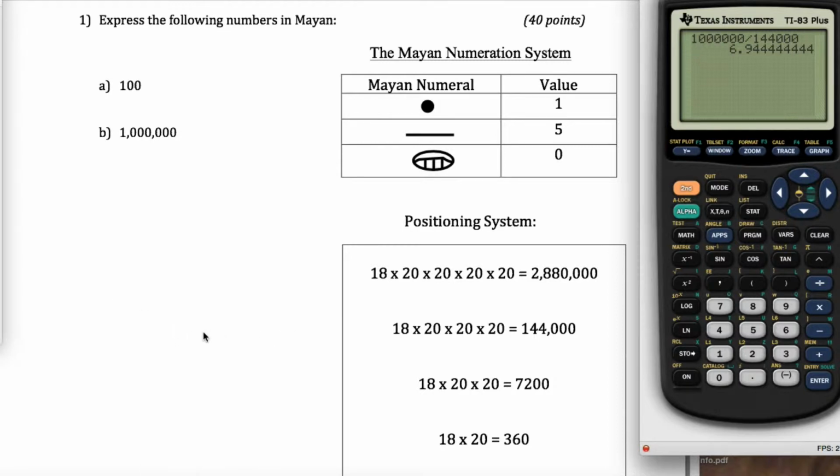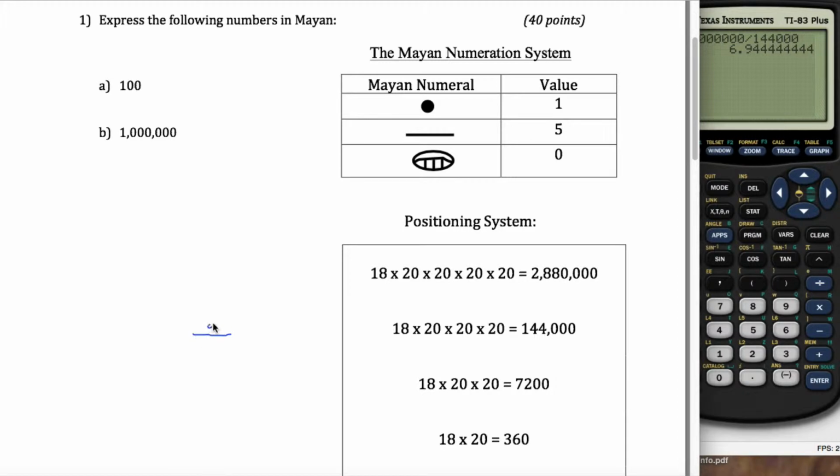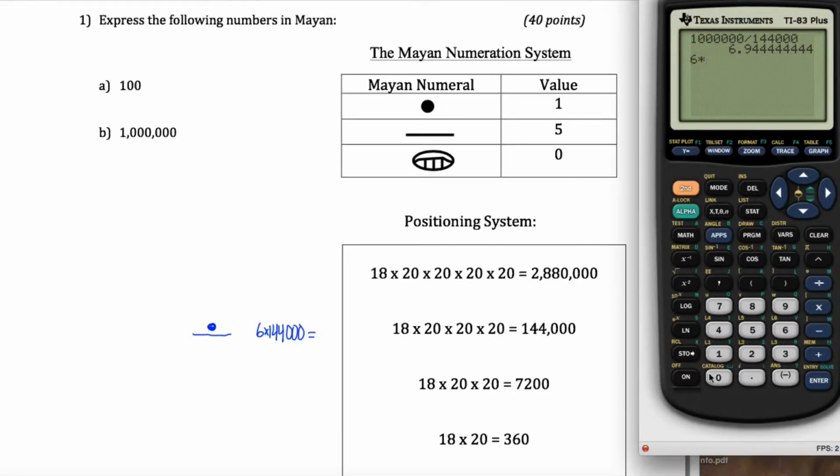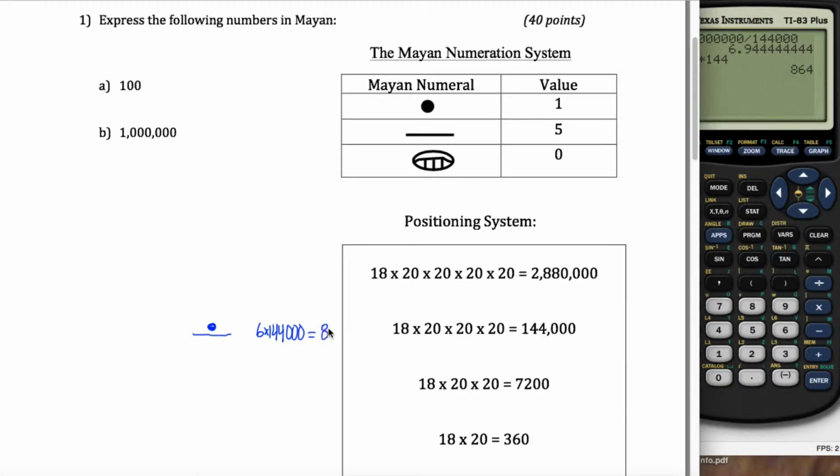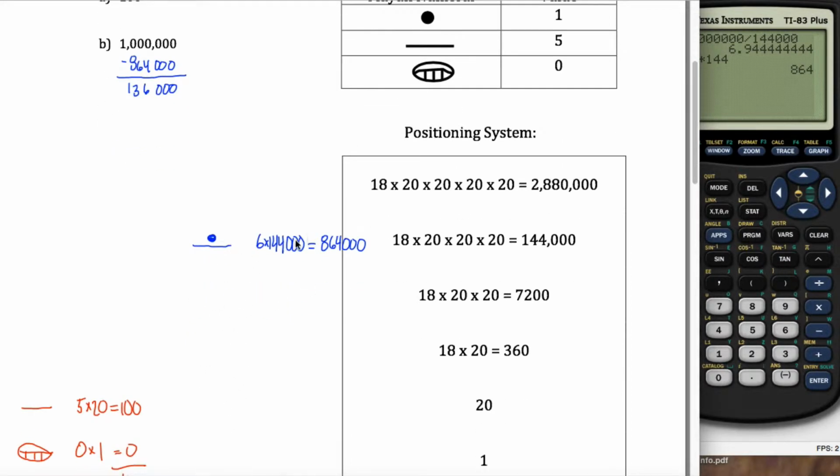So maybe in a different color, I'll represent 6. The way you represent 6 is it's 5 and 1 more. And 6 times 144,000 is equal to, well, I can come up to my calculator here and just type that in. 6 times 144,000 would be 864,000. So I've used a lot of this number here. How much more do I have left? It looks like I have 136,000 left to write on rows beneath this row.